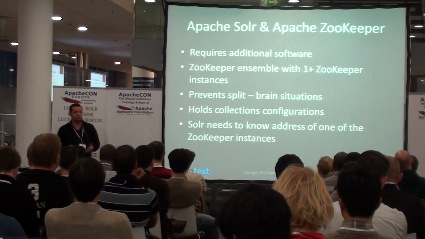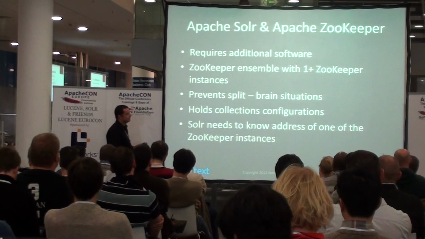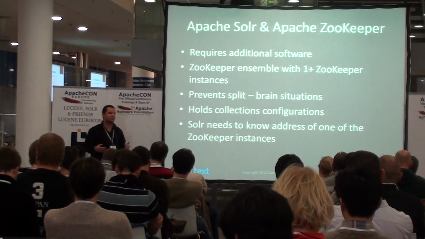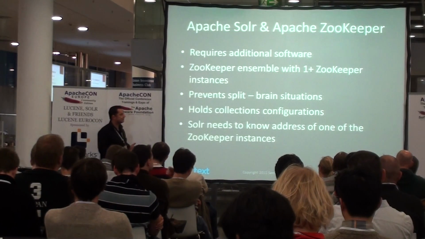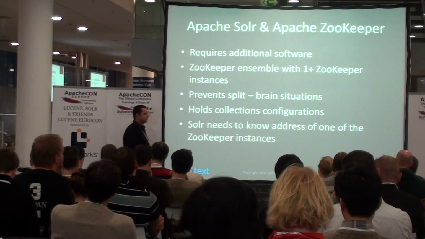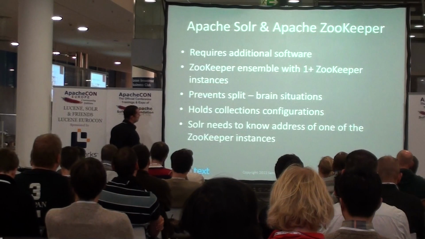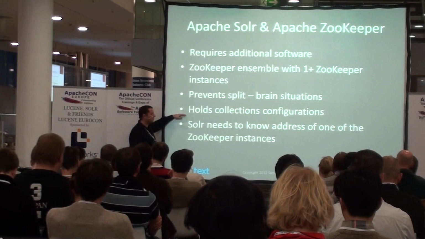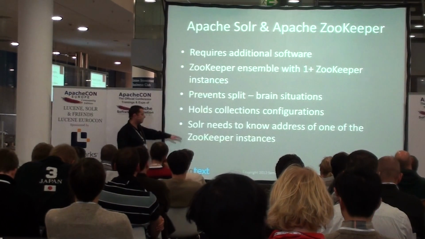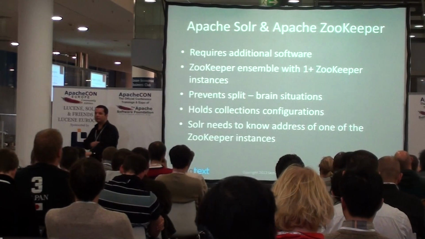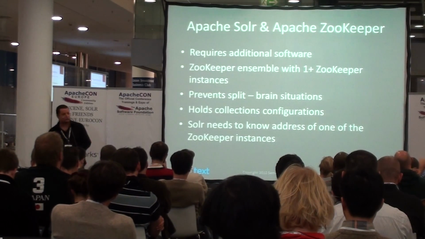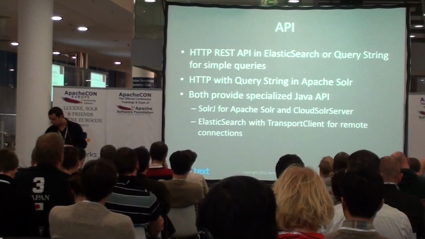There are also possibilities in handling that in Elasticsearch by setting the minimum masters. So you should set the minimum master to be at least 50% plus one node in your cluster. Of course, Zookeeper can hold collection configuration, and Solr needs to know the addresses of one of the Zookeeper instances in order to talk to it.